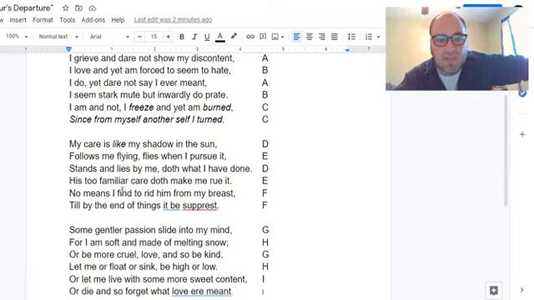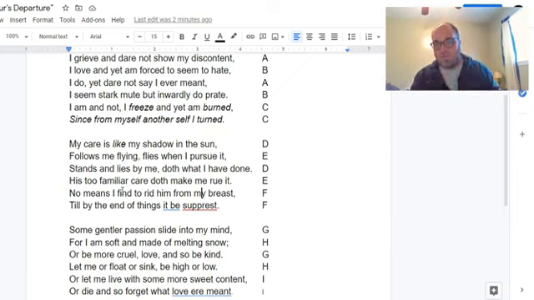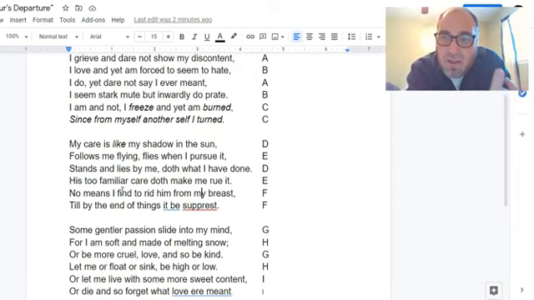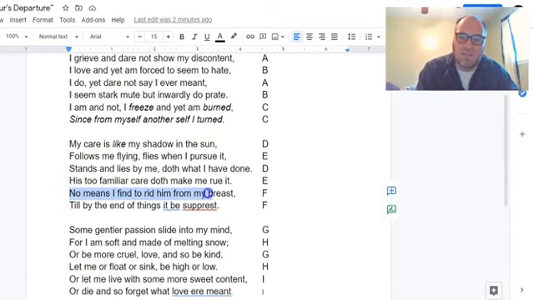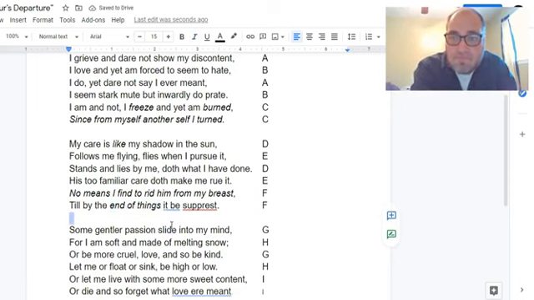She says, no means I find to rid him from my breast. Now, breast in this case means her heart. We're not talking about anything else. So she says, I can't remove him from my heart. I can't remove him from my feelings. And that's obviously metaphorical too. He's not literally in her breast. That's her feelings for him inside. Till by the end of things, that's death, right? It be suppressed. So she's like, I'm going to love him forever. The only thing that's going to end this feeling is the death of me, until I'm dead. So that's the end of your second stanza.